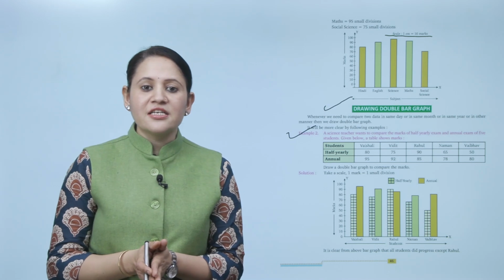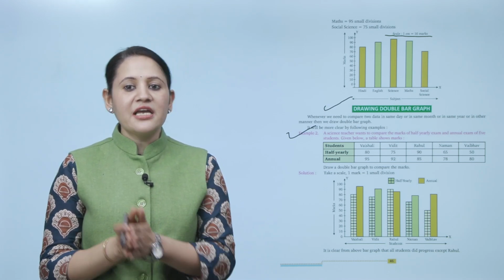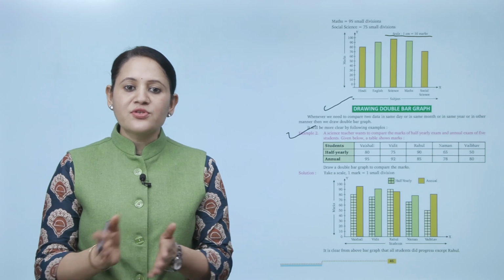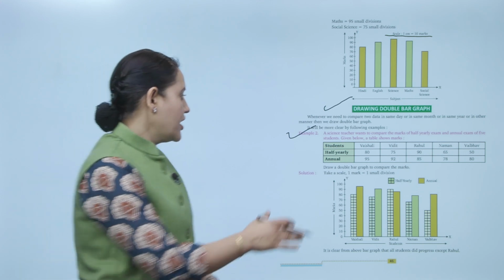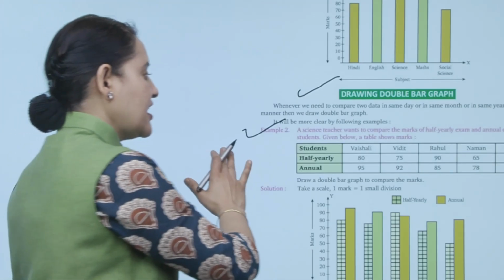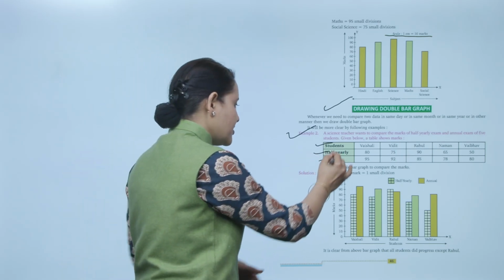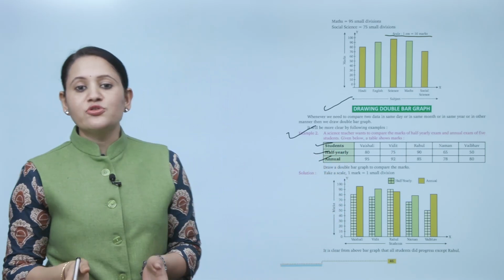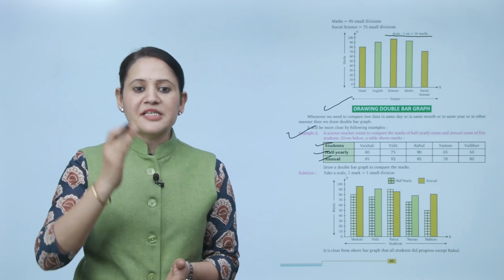A science teacher wants to compare the marks of the half-yearly exam and annual exam of 5 students. Given below is the table showing marks. So here are the students. Here the names of students are given. These are their half-yearly marks and next the annual marks. So now we have to draw a double bar graph to compare their marks. Half-yearly and annual marks में comparison करना है.